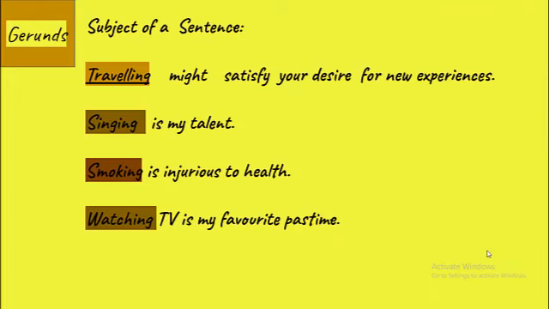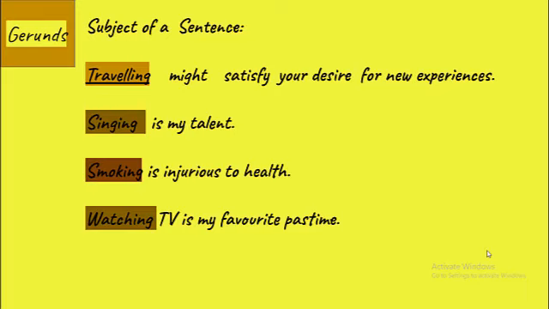When gerunds come as the subject of a sentence, we can see: Traveling might satisfy your desire for new experiences. Singing is my talent. Smoking is injurious to health. Watching TV is my favorite pastime. In all these sentences, the ing form of verbs has been used like what?